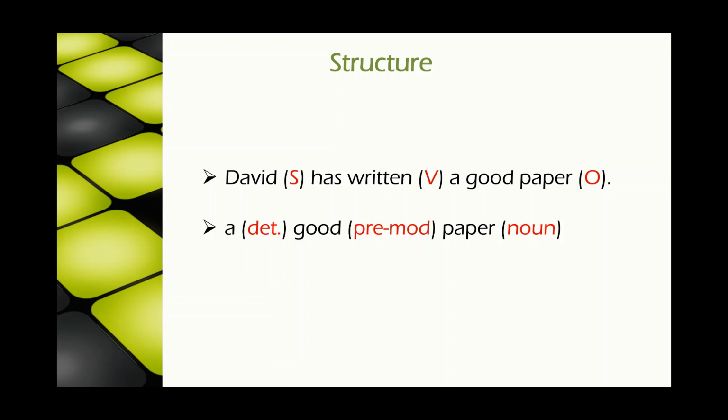Nonetheless, consider the example, a good paper. What do we have? We have a determiner, good, a pre-modifier, and a paper. At the bottom line, you need to keep in mind that sentences and phrases have to have structure. And in order to understand the structure of sentences, it would be better to break sentences down into smaller components. Namely, those components are known as phrases.